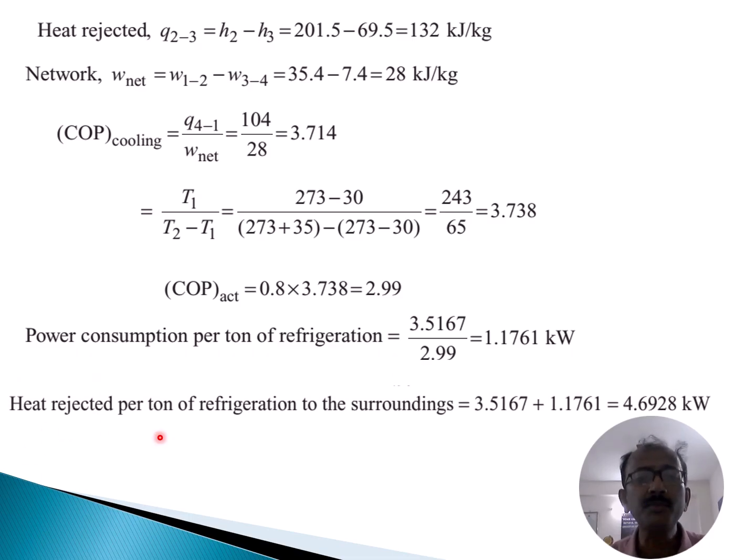And the heat rejected per ton of refrigeration to the surrounding is 3.5167 plus 1.172. So this is the heat rejection to the surrounding. It is the sum of the two: one is the refrigeration effect and the other is the power consumption, so 3.5167 plus 1.176. So the sum of the two.